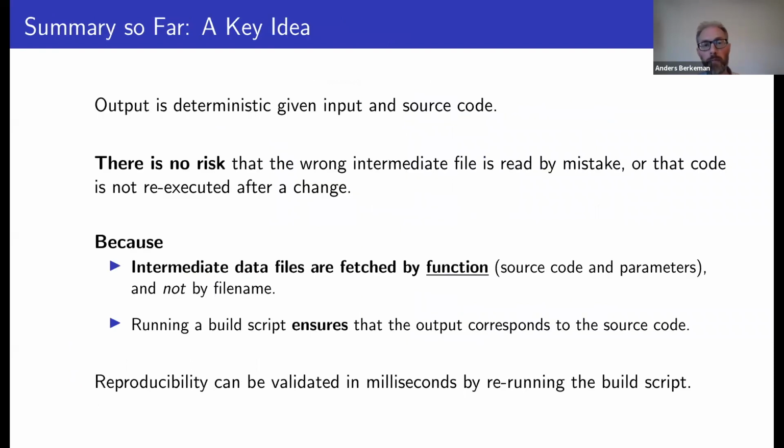And this is the key idea. Using ExAx, we will not fetch the wrong files or consider results that are not up to date. This minimizes risk of manual errors. And the main reason for this is because intermediate files are fetched not by name, but by function. If we want a particular file, we call the function that generates it instead of using an arbitrary file name. Also, running a build script ensures that the output will correspond to the source code and the input data. No need to rerun everything from scratch just to make sure.